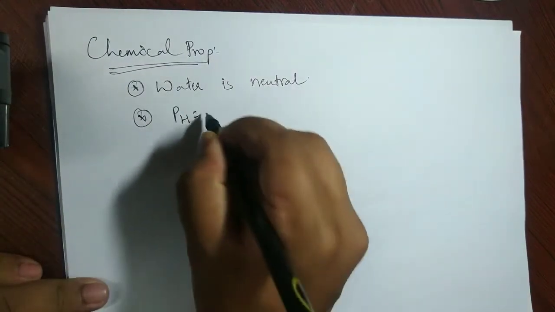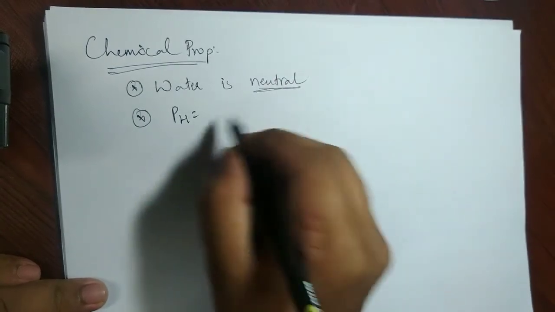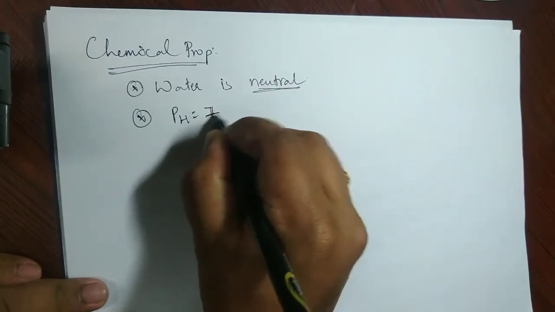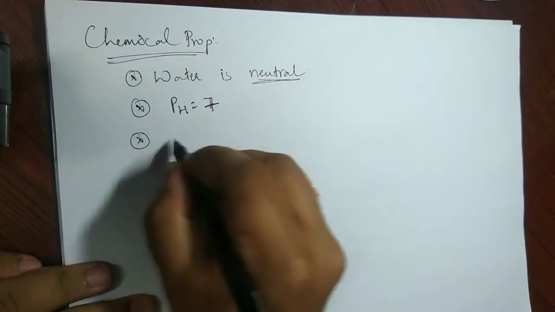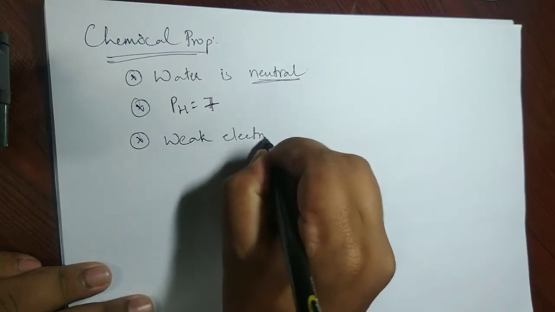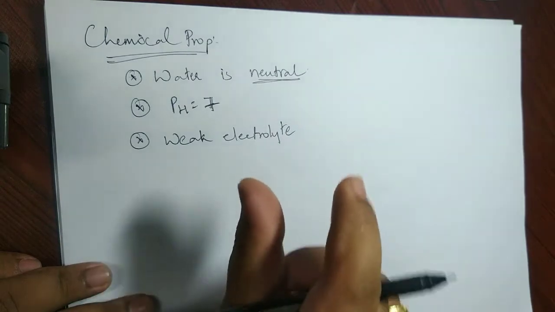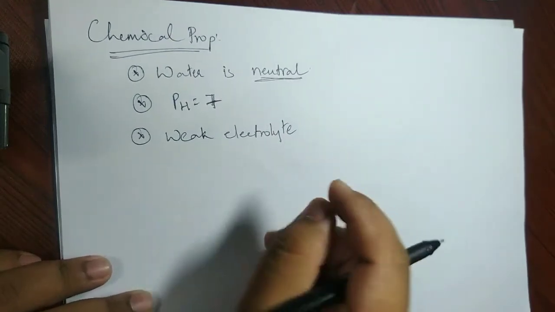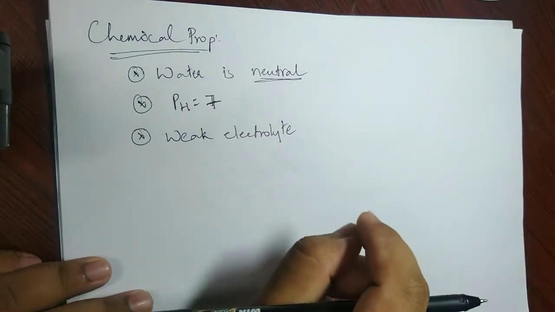The pH of water is neutral. So should it be less than 7, greater than 7, or exactly 7? Exactly 7. Then it is a weak electrolyte. What do you mean by weak electrolyte? Strong electrolytes, for example NaCl: when you drop NaCl in water, it quickly breaks down into Na plus and Cl minus ions.